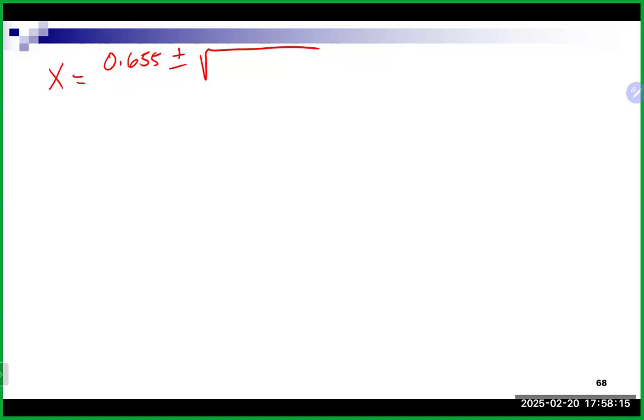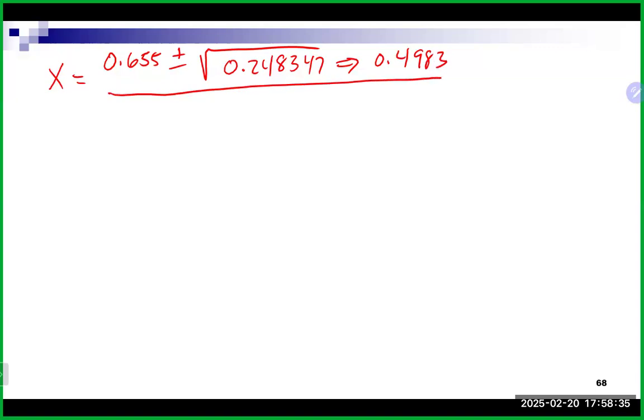Minus 4 there, I hope. And that's going to get you something in the square root of 0.248347, which if you then take the square root of it, gets you 0.4983. That's going to be divided by 2 times a, which is 2 times 50.3, and that's about 100.6. Again, this is going to give us our 2 x values.